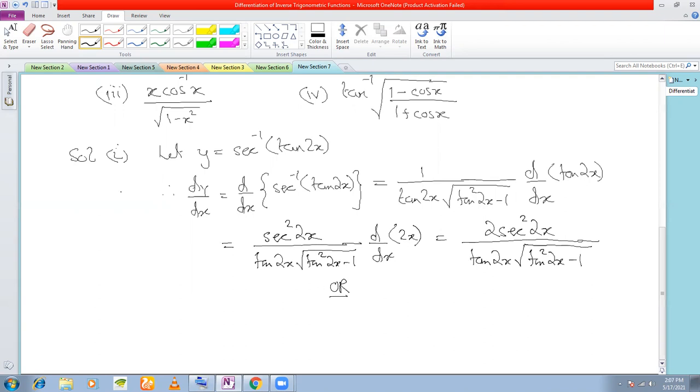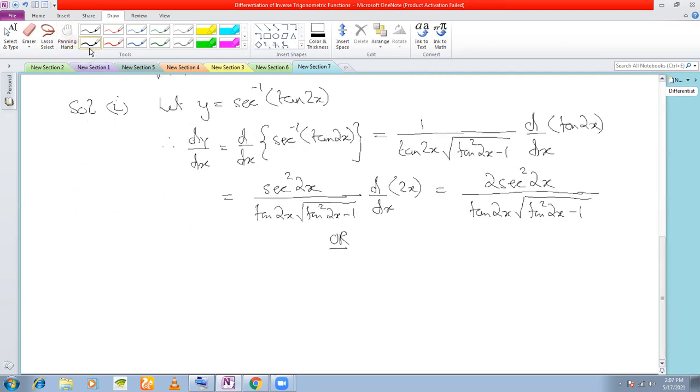Another method of doing this is you convert tan 2x to sec. Sec inverse tan 2x is there. You can write tan 2x as no, you cannot convert. No, you cannot. This second way will not work because you can differentiate directly only.